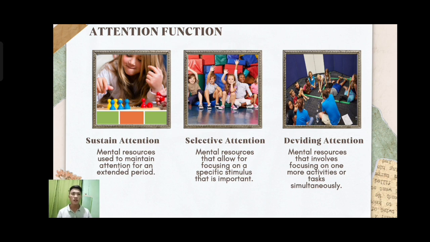The second one is selective attention. Selective attention is a mental resource that allows for focusing on a specific stimulus that is very important. Take for example, you are playing a video, and your companion is playing a video loudly, and you can hear it, but you are not distracted, you are not affected by that situation. You still focus on what you are watching. So that is an example of selective attention. Another example is you are reading a novel or book, and the neighbors play very loud sound, but you don't get distracted by your surroundings or environment. You still focus on reading that novel or article.